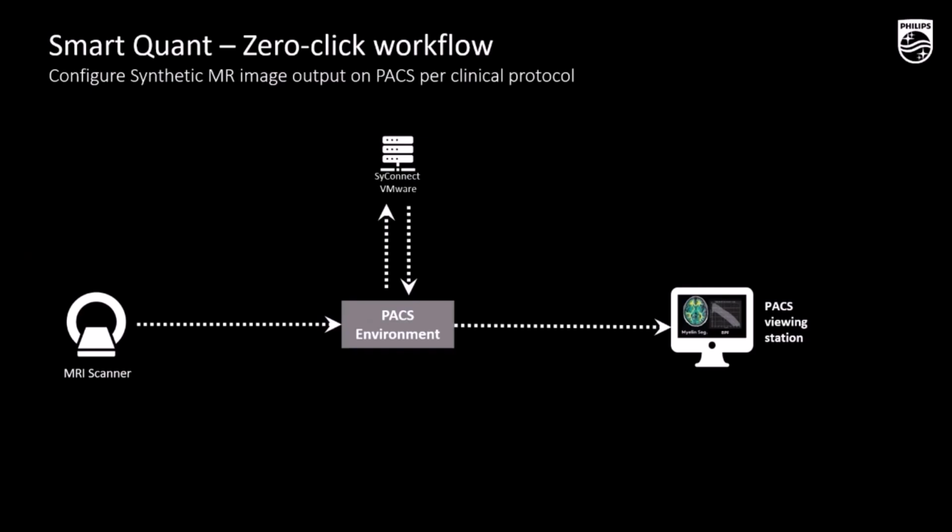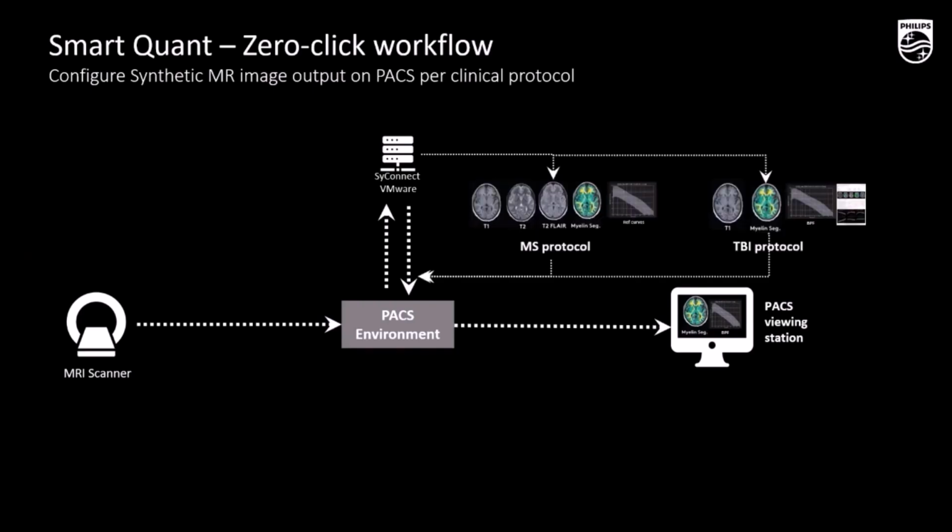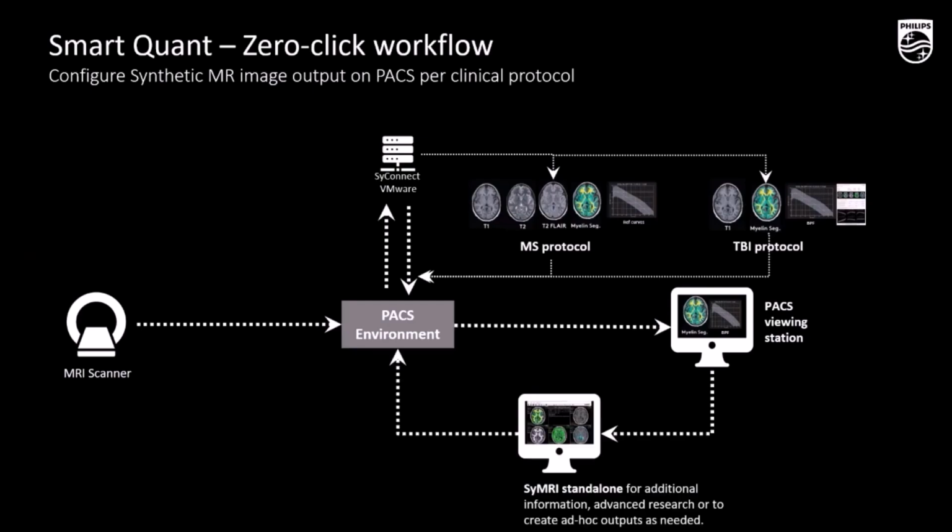So on this slide, we have two examples: an MS protocol and a TBI protocol. And depending on the protocol you have run, the SyConnect server will send back the output to your PACS environment for you to review in your PACS viewing station, exactly in the same way you do with any conventional sequence today. If there are cases you want to review closer, or if you want to look at some additional contrast that you have not included as part of your defined output, you can always open the SyMRI software from your PACS environment to get that additional information.